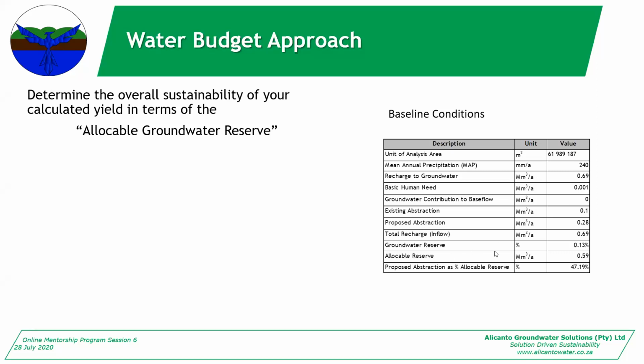So then I calculate my groundwater reserve. My total recharge is 0.69, and my groundwater reserve was 0.13 of that 0.69. So that is basic human need plus my contribution to base flow. Gives me 0.13. So that is what I cannot touch out of that recharge component, which leaves me with an allocable reserve of 0.59. Does that make sense to everybody?